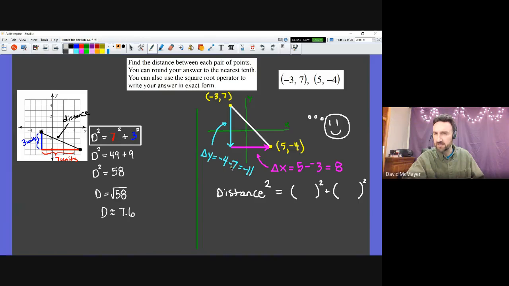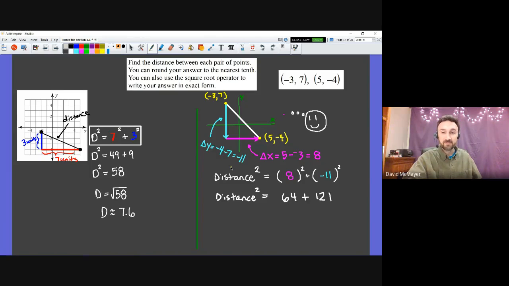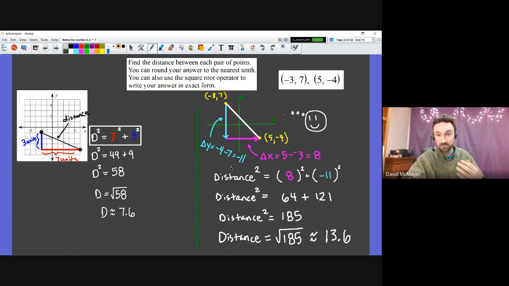The diagonal distance squared is going to be equal to the horizontal distance squared plus the vertical distance squared. I put in the 8 and the -11, full well knowing that -11 squared, same thing as 11 squared. Those are both 121. So then my distance squared is 64 plus 121. That total is 185. Apply a square root operator and get the square root of 185, or approximately 13.6. Those are the solutions to those two examples.